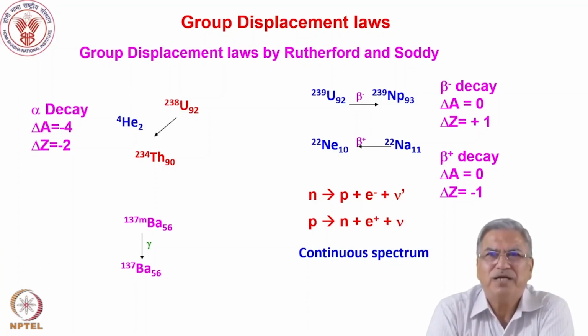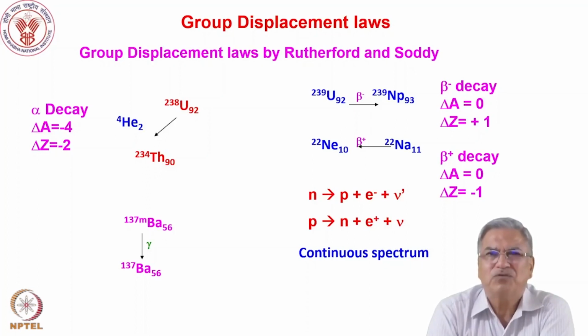In the case of beta decay, now beta decay can be beta minus or beta plus. Like for example, uranium-239 undergoes beta minus decay to become neptunium-239. So in the case of beta decay, the mass number remains the same, but the atomic number is increased by 1. On the other hand, in beta plus decay, the mass number remains the same, but atomic number is decreased by 1. You can see here, delta A is 0, delta Z is minus 1.